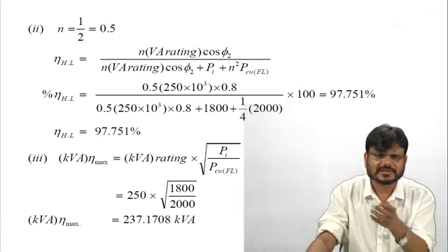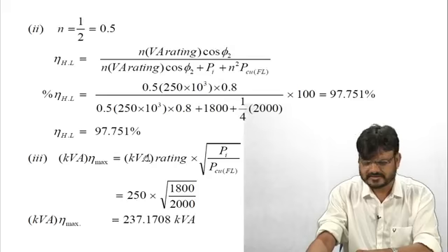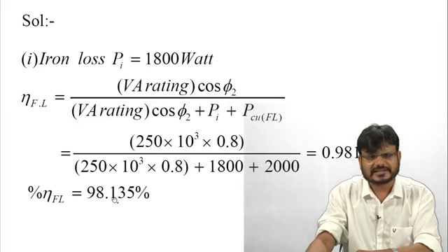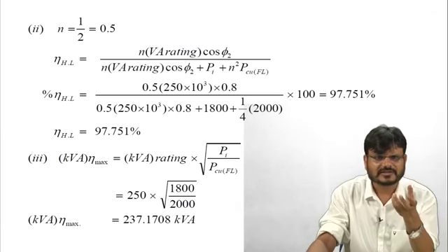97.751%. So it is very interesting to note that efficiency at full load is 98.135% and efficiency at half full load is 97.754%. So there is very little effect of the load on the transformer.